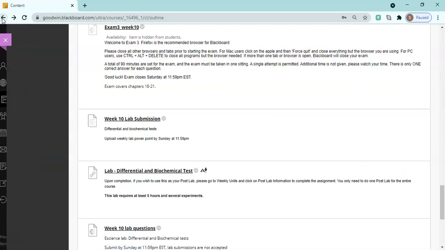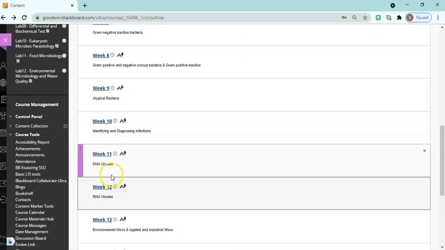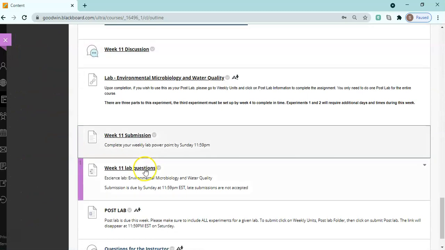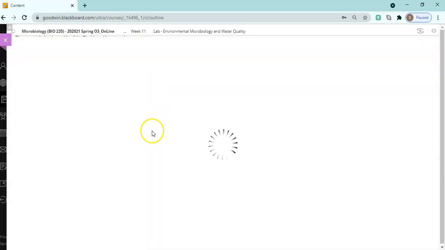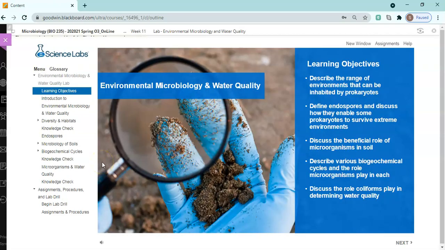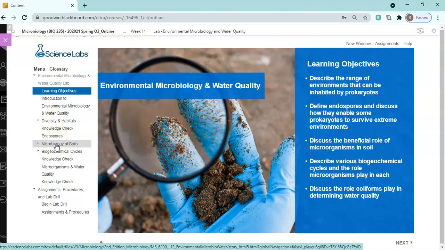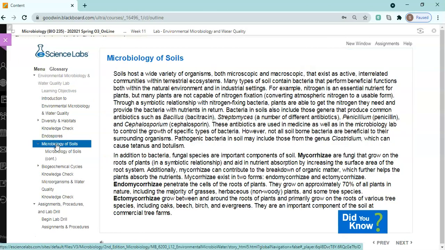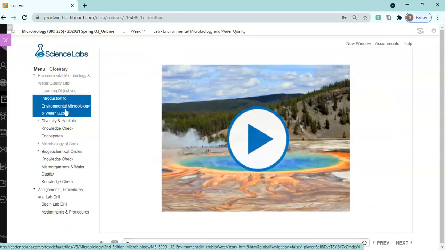All right, moving on. Week number 11. Week number 11 dealt with the environmental microbiology and water quality lab. So obviously the key one was our Winogradsky column. Make sure that you're familiar with Winogradsky columns. You know what they are. Make sure that you're familiar with endospores. So we did a lot with the microbiology of soil and the microbiology of water quality.